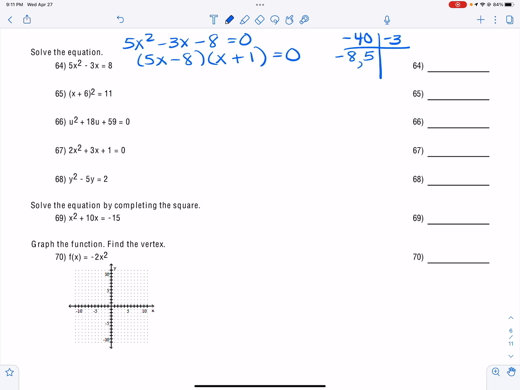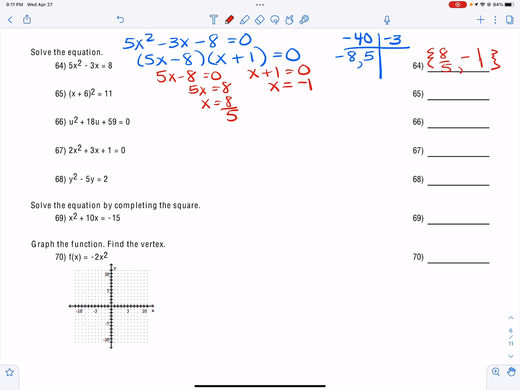5x times x is 5x squared. The outer gives me 5x. The inner gives me negative 8x. That makes negative 3. And negative 8 times 1 is negative 8. So then once I get here, now I can set each of these factors equal to 0. And then I will solve. And so I'm going to add 8. So 5x equals 8. x is 8/5, or x is negative 1. And I believe they just write it as a set. You will have your choices of what your two solutions are.